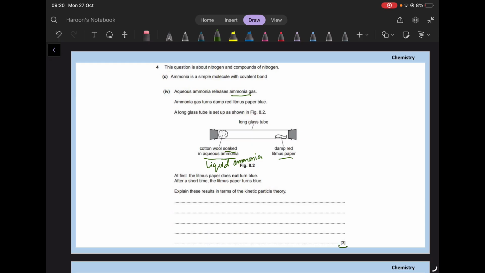Diffusion is the movement of particles from a region of high concentration to low concentration. Then they specified in terms of kinetic particle theory. So we need to state that it would be due to constant random motion. Let's start. Evaporation occurs.